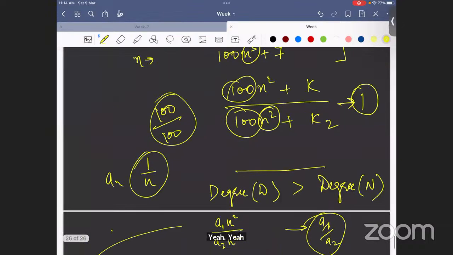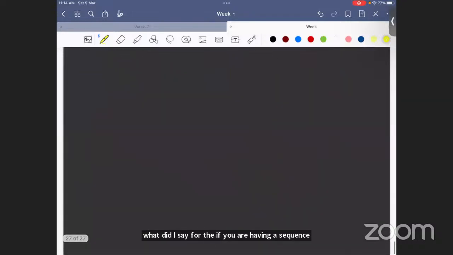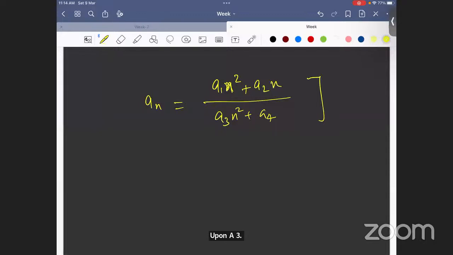Okay, so here, what did I say? If you are having a sequence where the degree for numerator and denominator are both the same, you can just directly divide a1 upon a2. So I'll give you one example: a1 n square plus a2 n upon a3 n square plus a4. This is the question that has been given to you as a sequence.